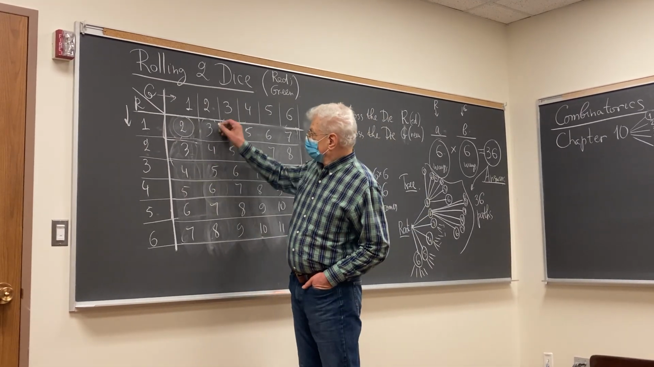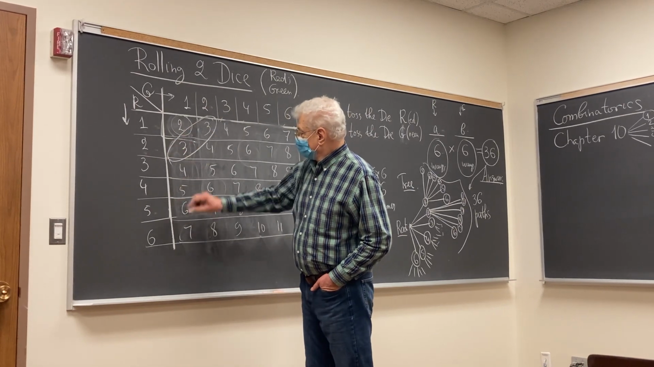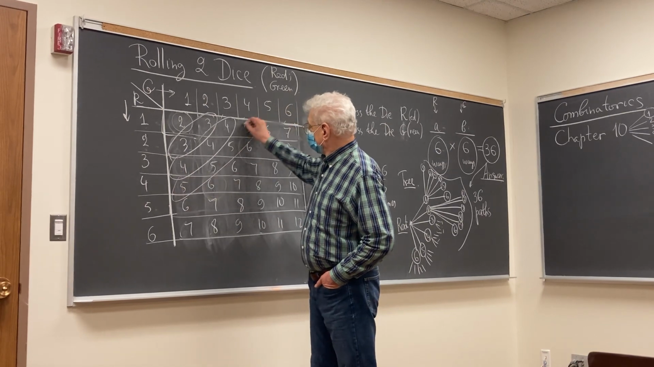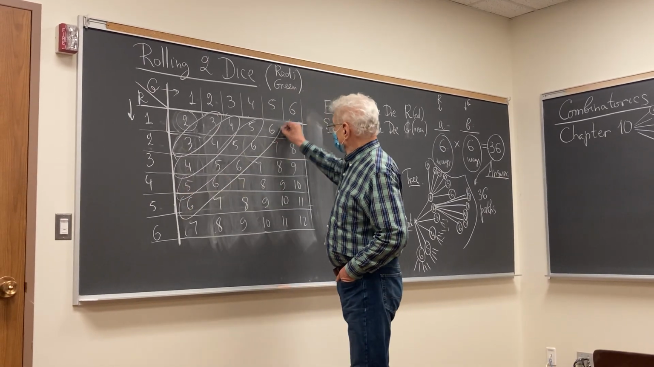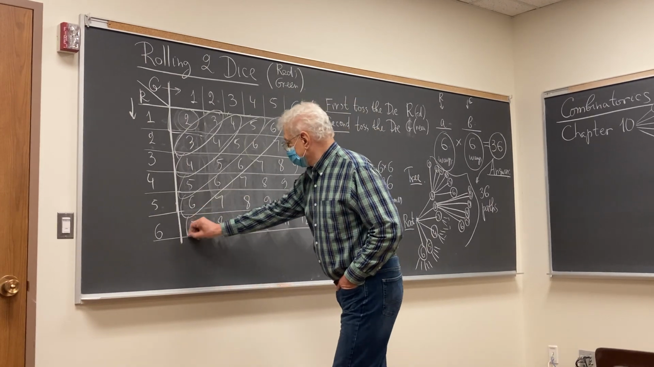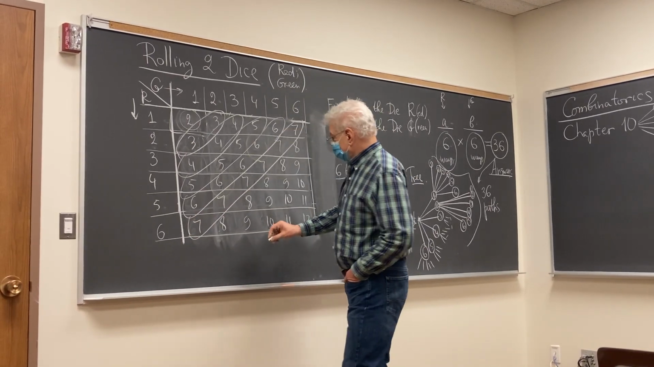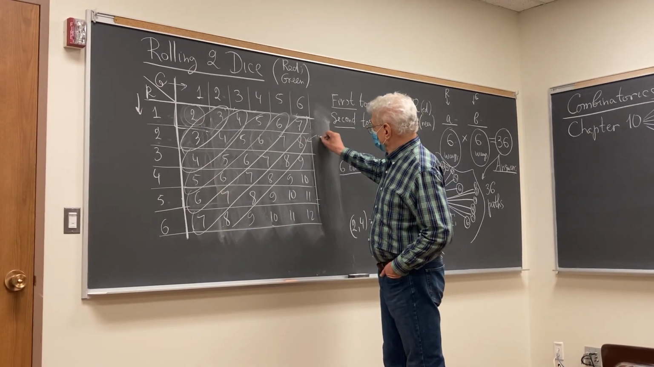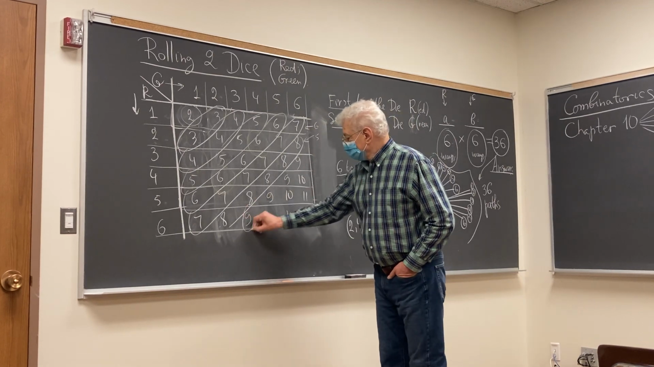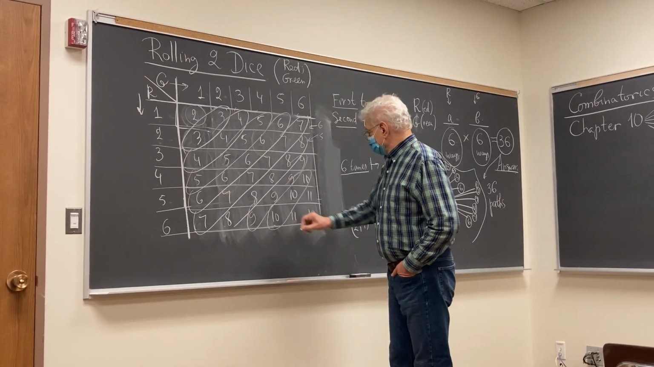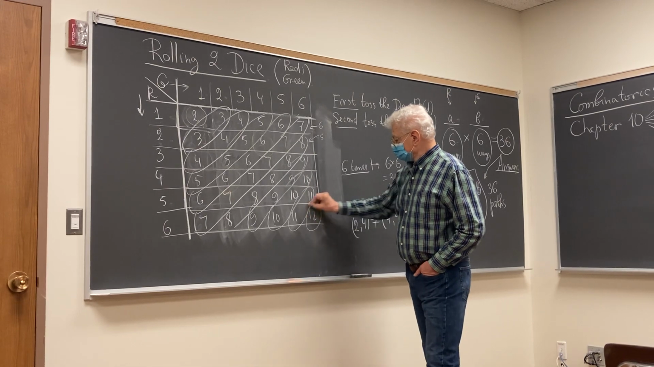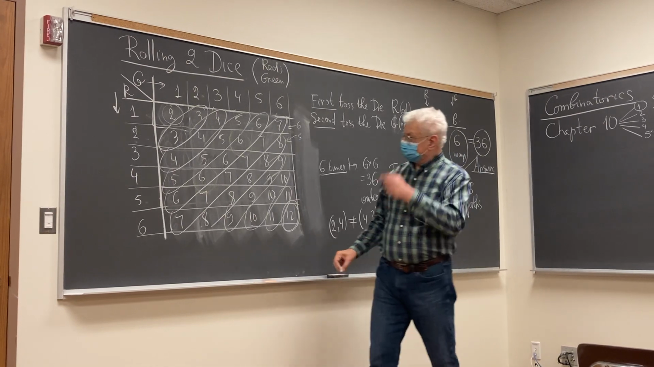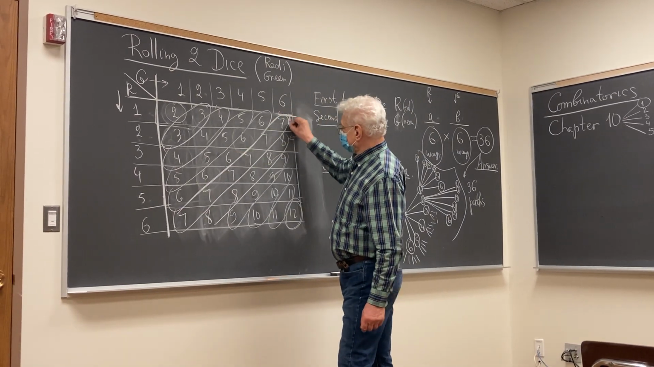Number 3 in 2 cases. Number 4 in 3 cases. Number 5 in 4 cases. 6 in 5 cases. Then 7 is in 6 cases. Okay, and then you see 8, again 5 cases. 9 in 4 cases. 10 is in 3, 11 is in 2, and 12 is only one, like 2. So you can say that the most frequent sum happens if you get 7.